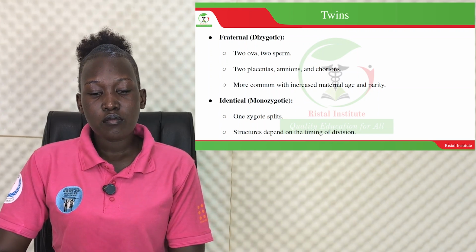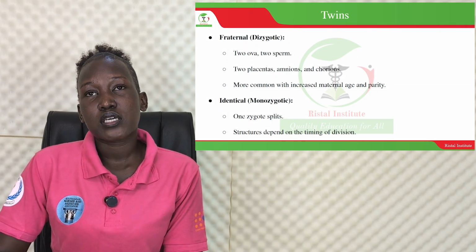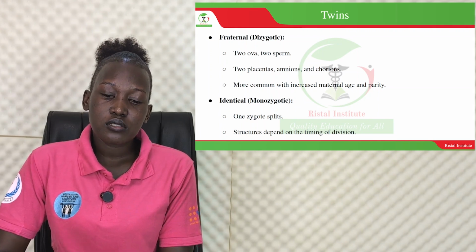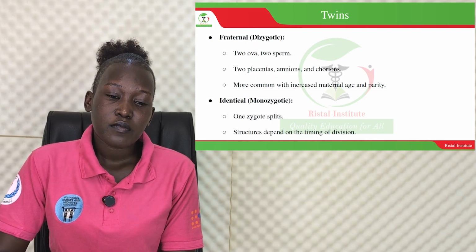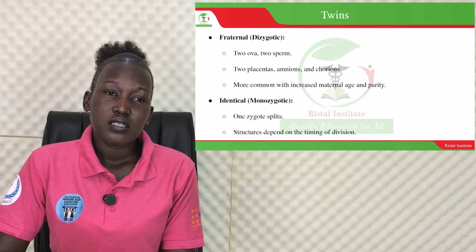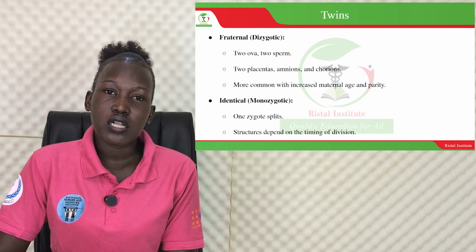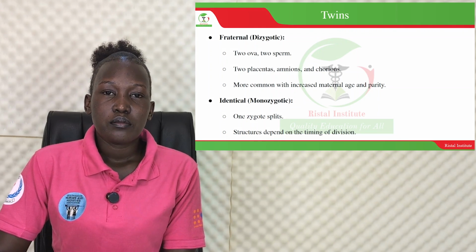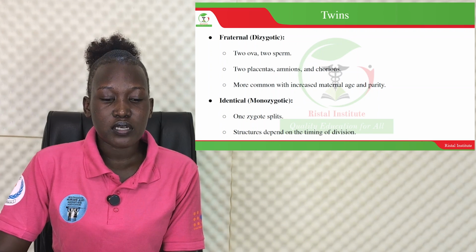It is more common with increased maternal age and parity. Apart from those who are taking those hormonal drugs for ovulation, it can also be because of increased maternal age and parity. That's when you will find that even if you don't have any history of twin or multiple pregnancy in your home, it's just that you are carrying multiple pregnancy.